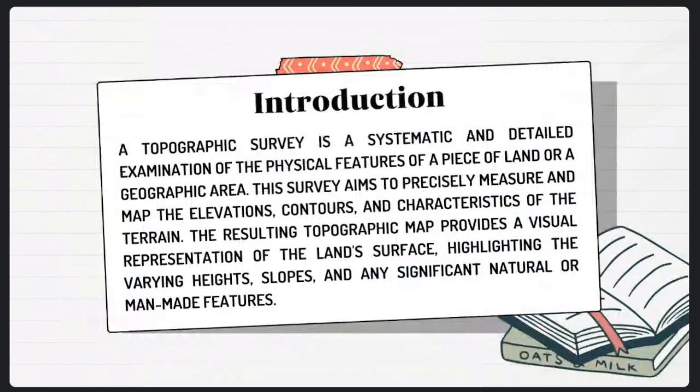Introduction. A topographic survey is a systematic and detailed examination of the physical features of a piece of land or a geographic area. This survey aims to precisely measure and map the elevations, contours, and characteristics of the terrain. The resulting topographic map provides a visual representation of the land's surface, highlighting the varying heights, slopes, and any significant natural or man-made features.